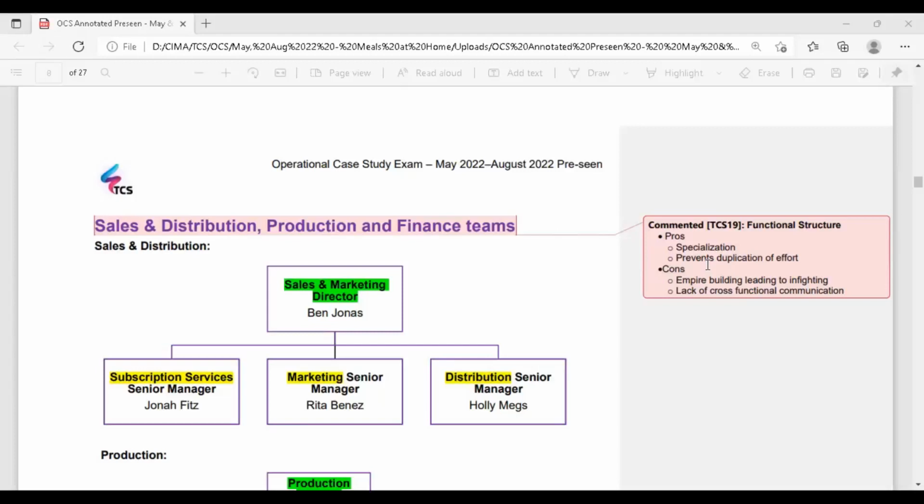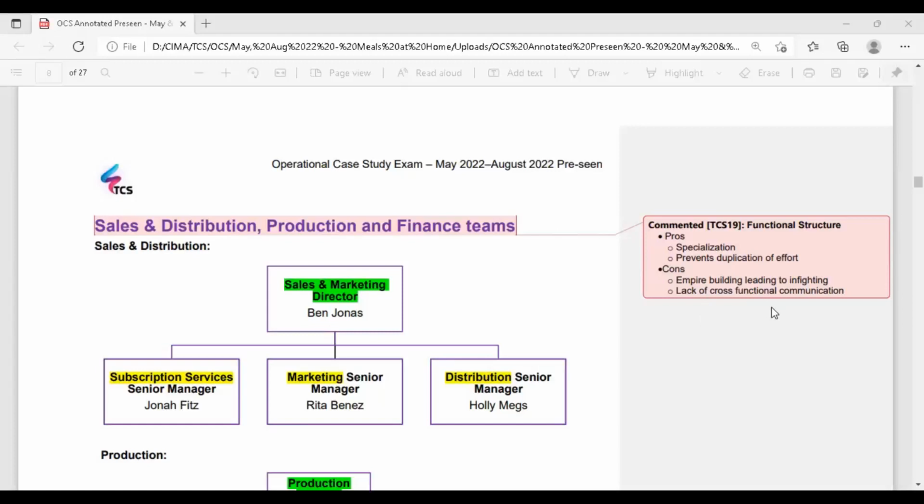Then looking at the cons, or the disadvantages, usually when you have a functional structure, it leads to empire building. In any given company, the finance and marketing departments are at each other's necks. Why? Because these are the most prominent and powerful departments within any given company. However, when finance and marketing are fighting with each other, the company cannot achieve success. So that's a disadvantage, empire building. And lack of cross-functional communication.